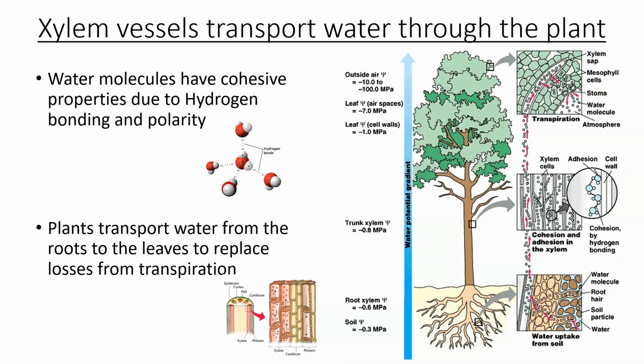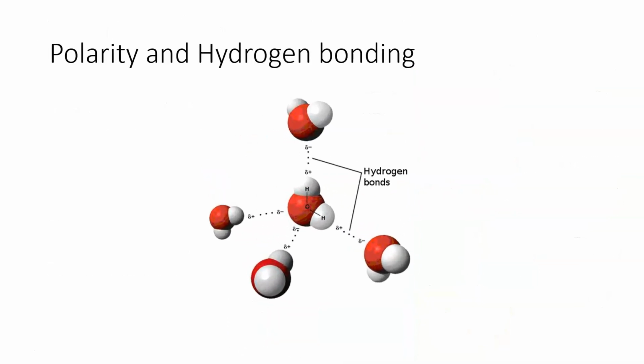Water molecules have cohesive properties due to hydrogen bonding and polarity. We've talked about those when we talked about water early on in our IB syllabus. The way these water molecules work is that there is a hydrogen side. Both of the hydrogens are always on one side of the oxygen. They give a slightly positive net charge, and then you have a slightly negative net charge on the oxygen side. And the attraction between the slightly negative and slightly positive sides of water molecules is called hydrogen bonds.